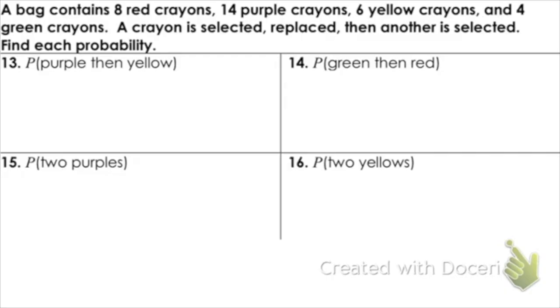A crayon is selected, replaced, so it's put back in the bag, then another is selected. So if I put it back in the bag after I select it, will that impact my next choice at all? No, because it's back in the bag. We started with the same amount. Now, what if I take it out and I keep it out? Will that impact my next choice? Yeah, because I can't draw that one anymore, can I?